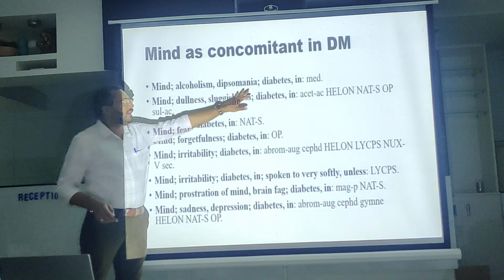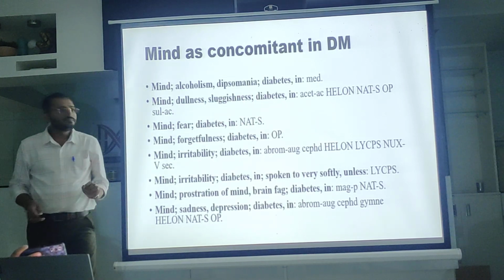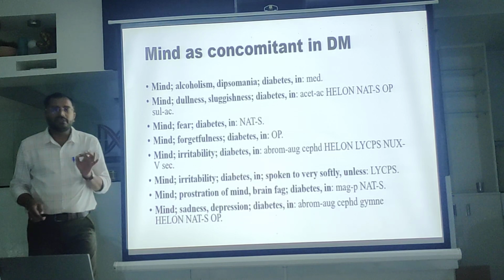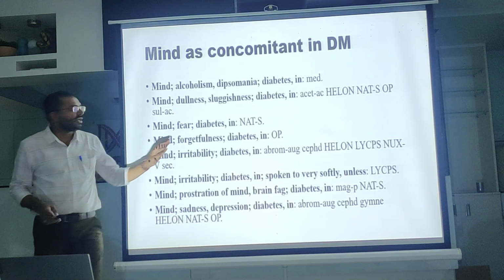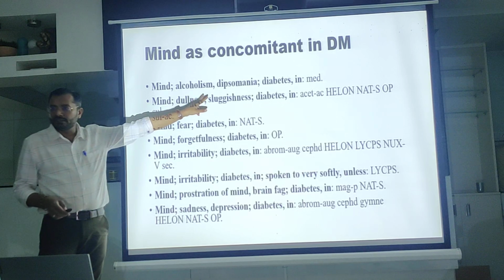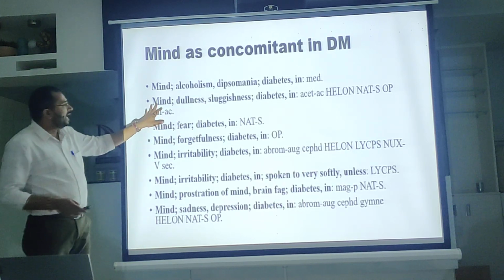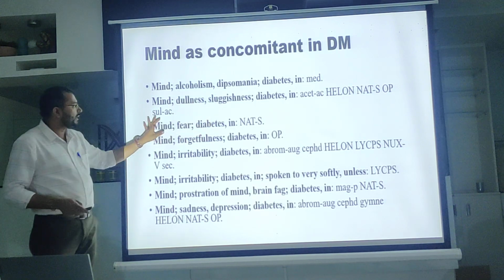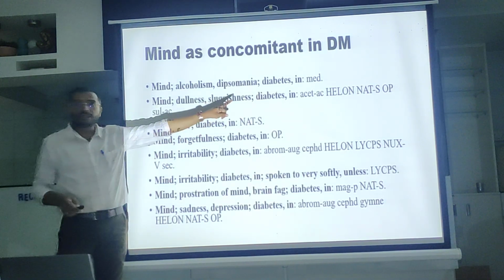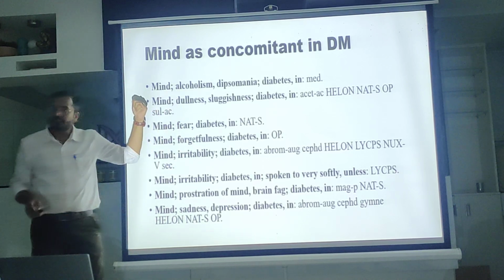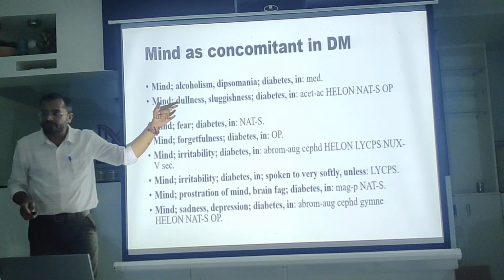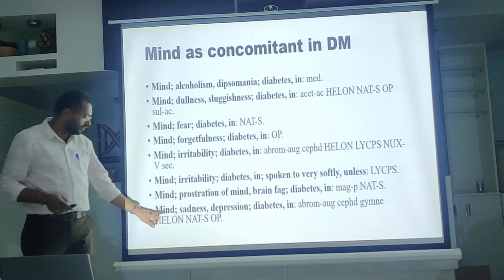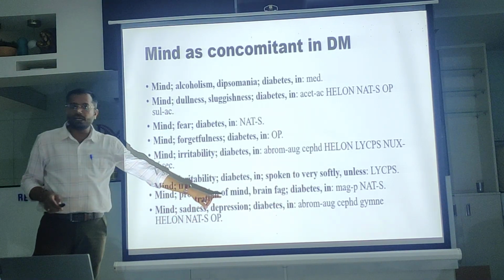Alcoholism, dipsomania, diabetes in: Medorrhinum is the only remedy. The person having diabetes is alcoholic; this is a mind concomitant symptom. You can think of mind, dullness, sluggishness, diabetes in: Acetic acid, Helonias, Natrum sulph, Opium and Sulfuric acid. Now you see opium comes up in how many places? Earlier, in transacting business, fear of extravagance, of committing something, opium was there. Here also opium is there, and it will come again. Sadness, depression, diabetes in: opium.